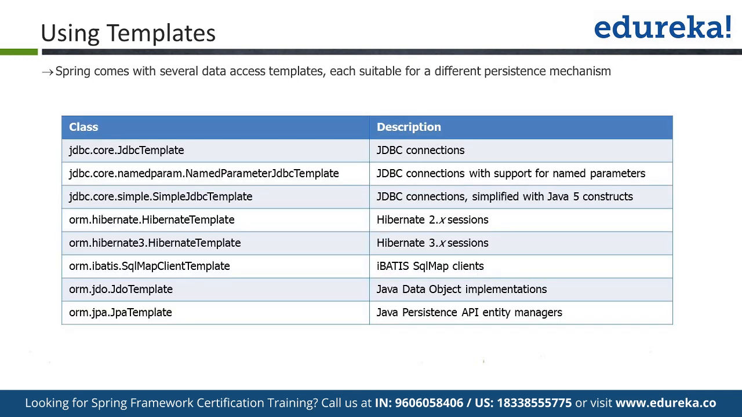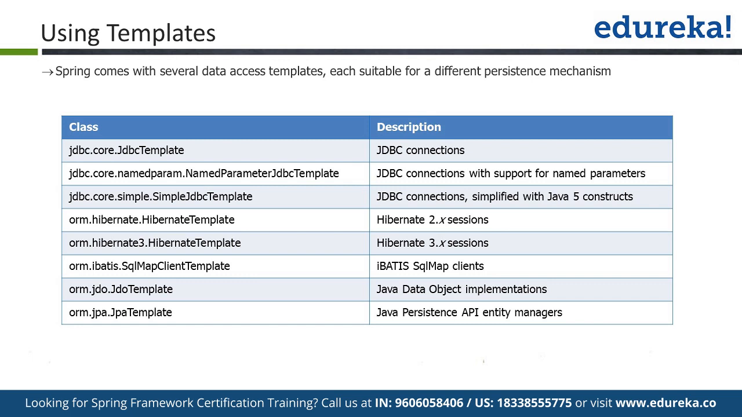Spring comes with several data access templates, as I said earlier, each suitable for a different persistence mechanism. For example, starting with JDBC template, which is used to create JDBC connections. Then we have named parameter JDBC template, which supports the named parameter convention for JDBC connections. Then we have simple JDBC template, which uses Java 5 constructs, again providing the same functionality with a different flavor.